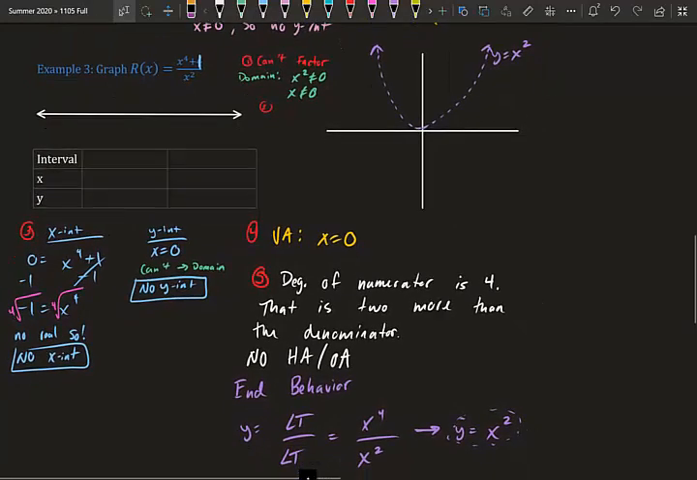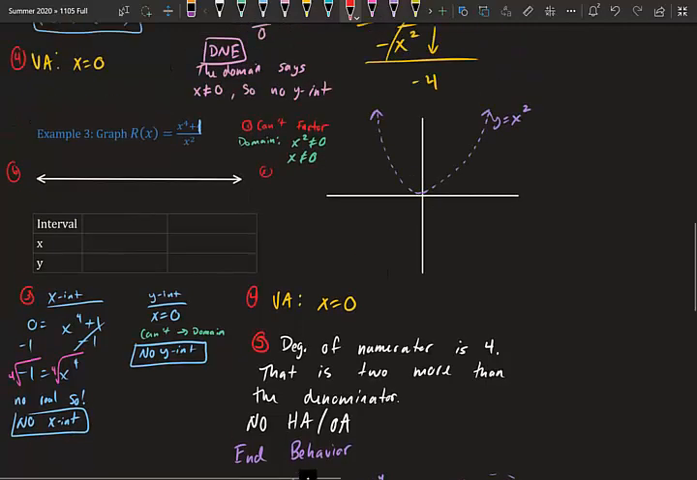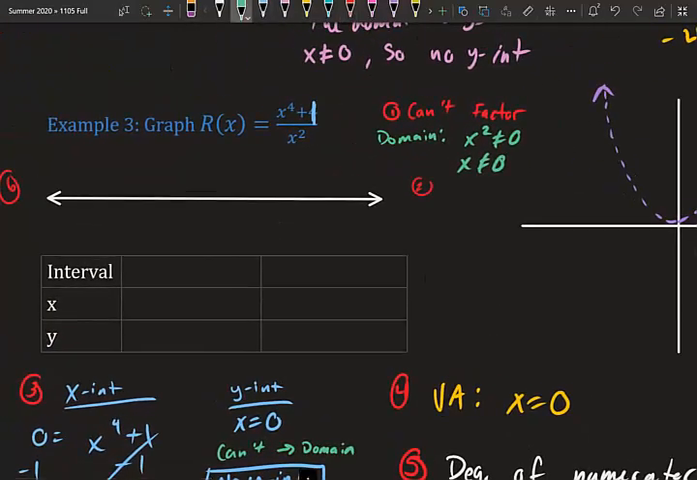All right, so moving on to the 6th step, and that is to do our x values. So we only have one x value. It's at 0. So our first interval is negative infinity to 0. And then our next interval is 0 to infinity. So let's pick a number. I picked negative 1 and 1.